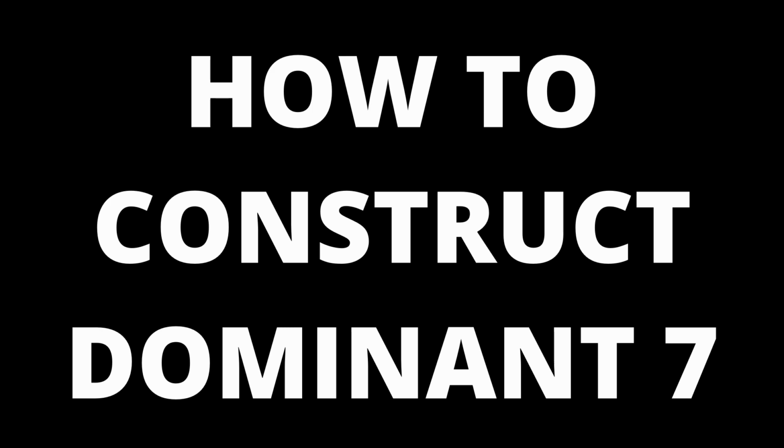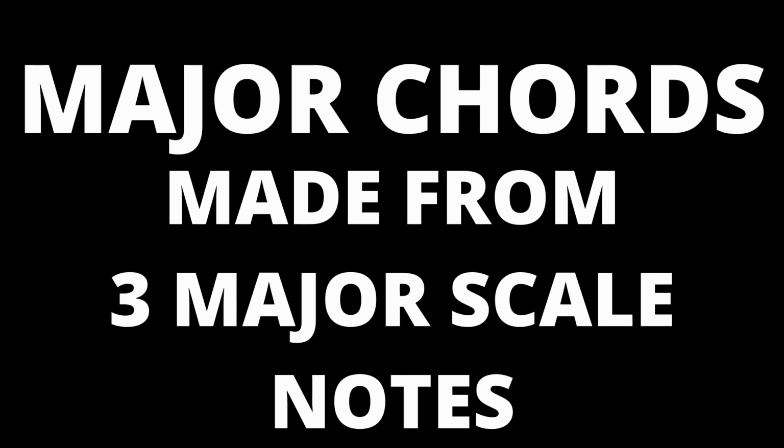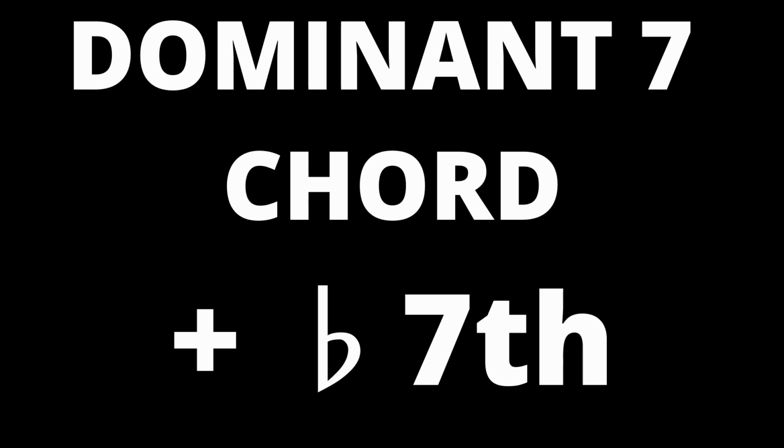How do we construct the dominant 7 chord? Chords are created by using notes from a scale. The major chords are created with 3 notes from the major scale: 1st, 3rd, and 5th. To create a dominant 7 chord, we take these 3 major chord notes and add a flat or minor 7th note from the major scale.